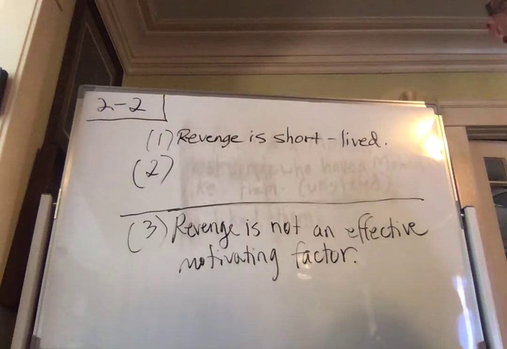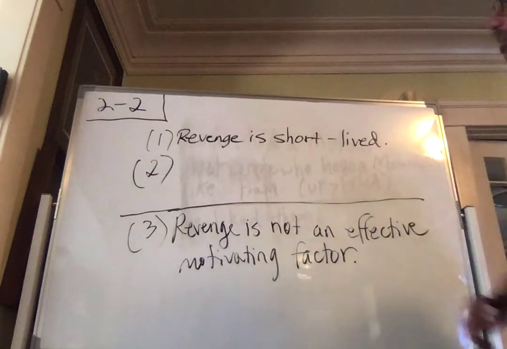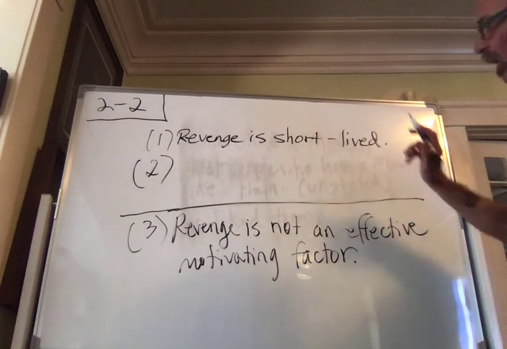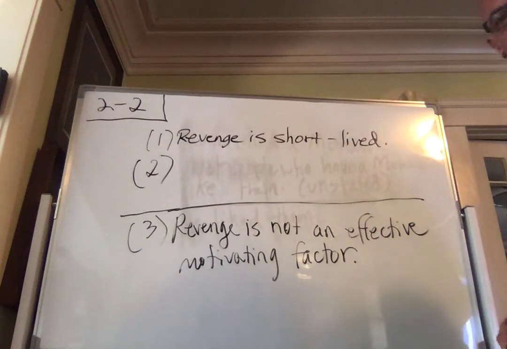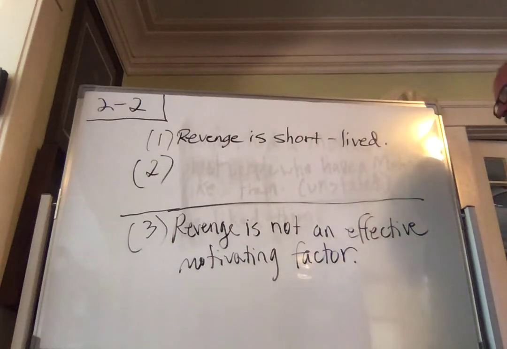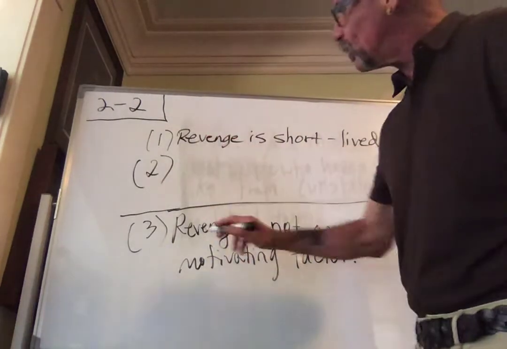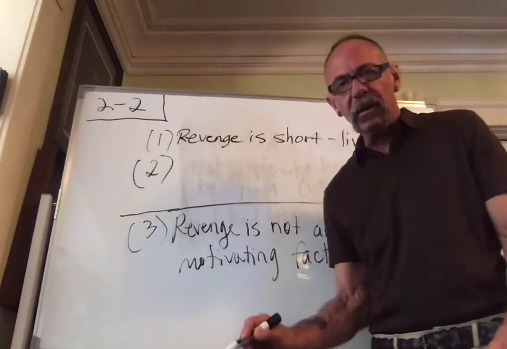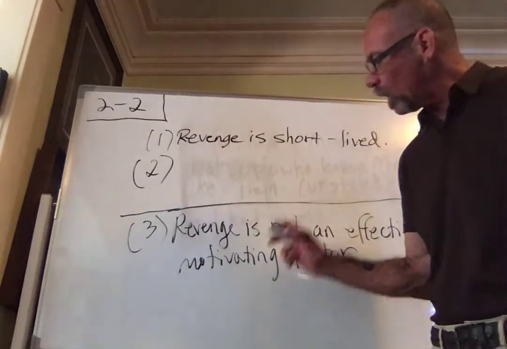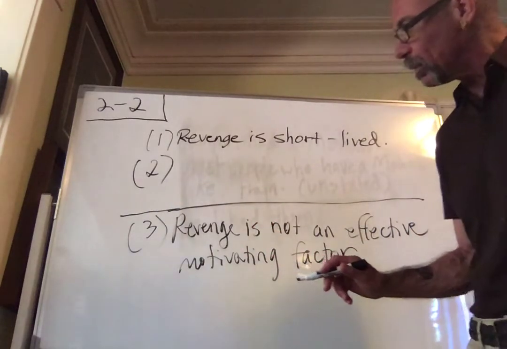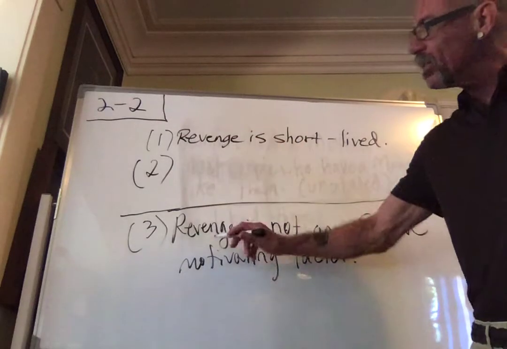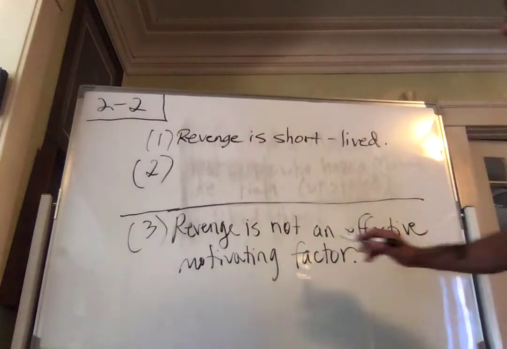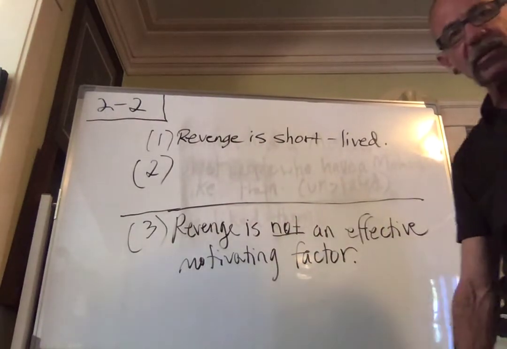The unstated connection that we'll have to add in the unstated premise is, of course, a connection between an emotion being short-lived on the one hand and an emotion not being an effective motivating factor on the other hand. Both 1 and 3 have the same subject, but unlike problem number 1 that we looked at in this practice problem set, the stated premise and the conclusion are not both affirmative. The stated premise is affirmative, but notice the word "not" here in the conclusion.